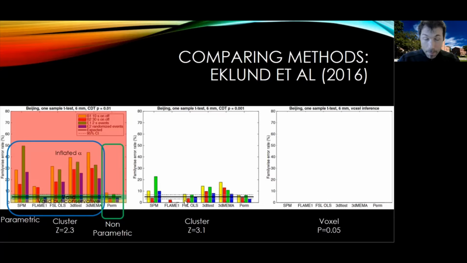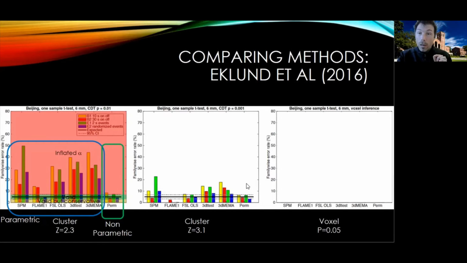Notice that Flame becomes very conservative, and I don't know the exact reason for it, but the null t-stat distribution in FSL Flame happens to be leptokurtic. I don't know the origin of it, but that's just what it is. And so as a consequence, it becomes very conservative very quickly. On the other hand, if you do permutation analysis, you're still perfectly within the 95% confidence interval, even at 3.1.